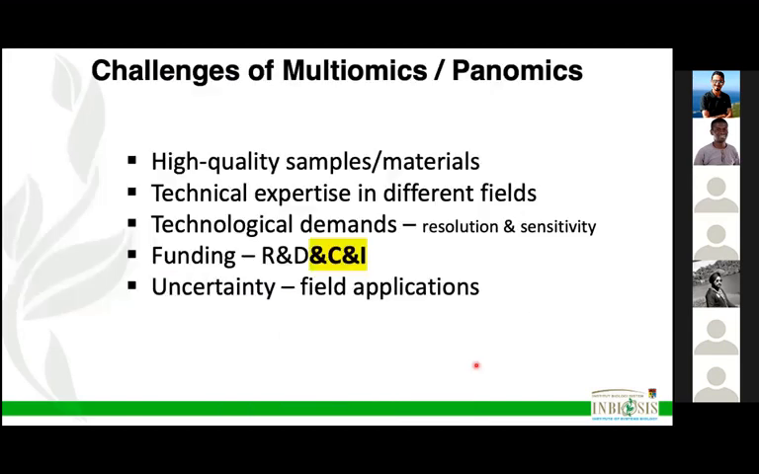Such approaches also have challenges, because you need high quality sample material for omics studies, you need technical expertise for different omics, and you need the technological capability for high resolution and sensitivity. With that, the instrumentation needs funding and it's expensive to do this research and development, also for commercialization and innovation. And there is also uncertainty for field application.